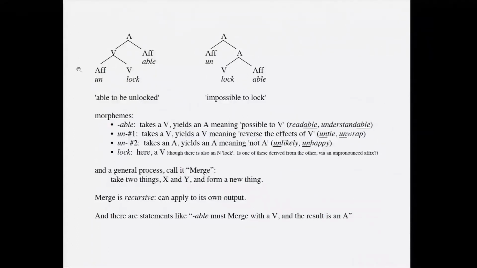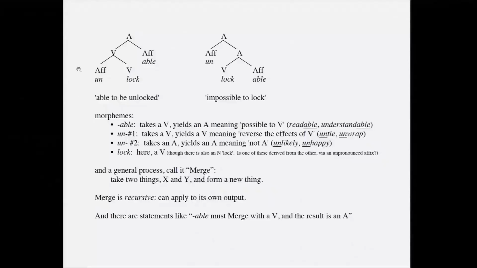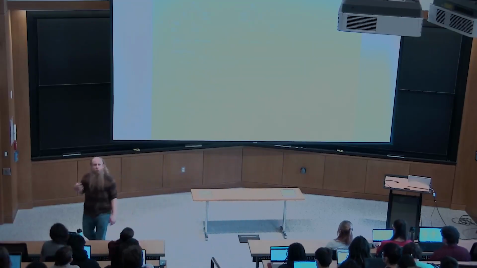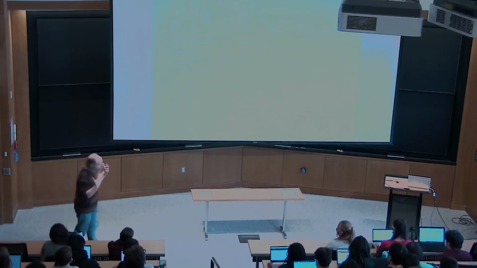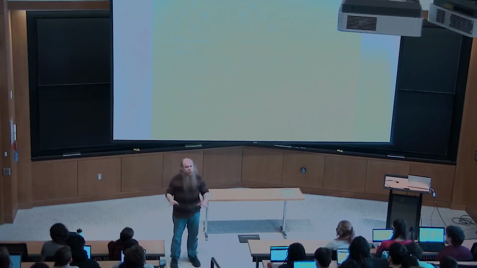Yeah? That procedure that I just ran through is what gives you the tree on the left. So the trees there are meant to be representations of the order in which you did things. Yeah, so the tree on the left is a representation of two merge operations, first merging un with lock, and then merging able with unlock, giving you an adjective that means a functioning lock, able to be unlocked. Yeah. This is all stuff we went through last time.